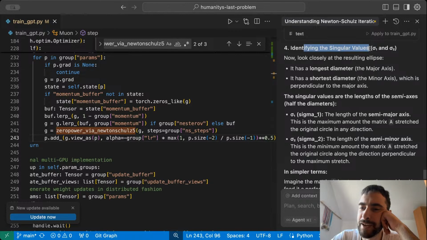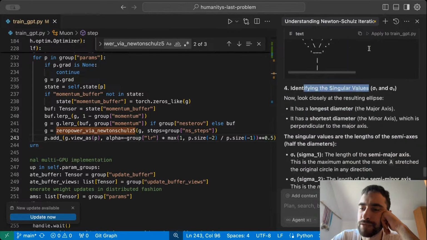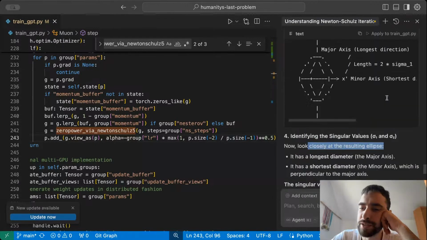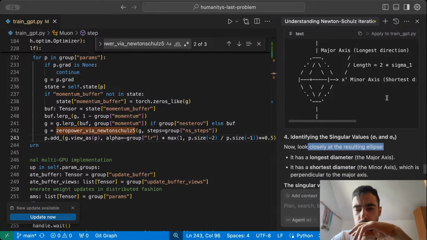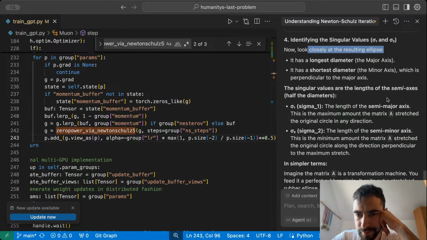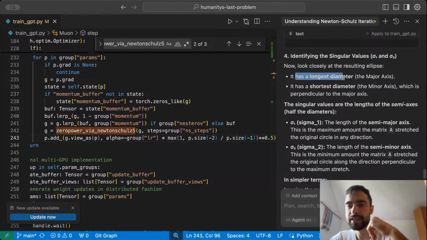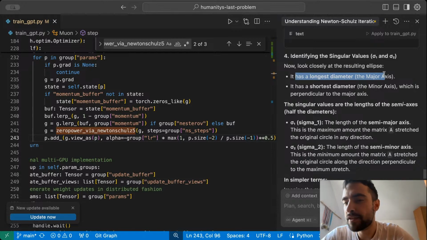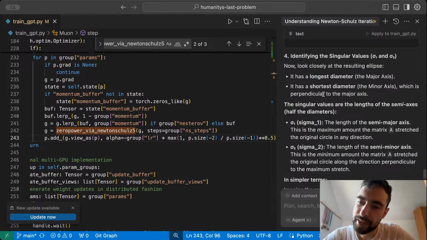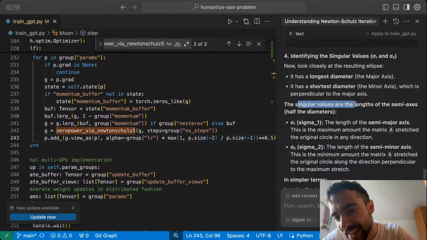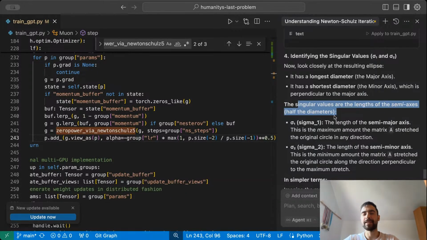Identify the singular values, sigma 1 and sigma 2. Now look closely at the resulting ellipse. It has a longest diameter, the major axis, and a shortest diameter, the minor axis, which is perpendicular to the major axis. Okay. The singular values are the lengths of the semi-axes, the half diameters.